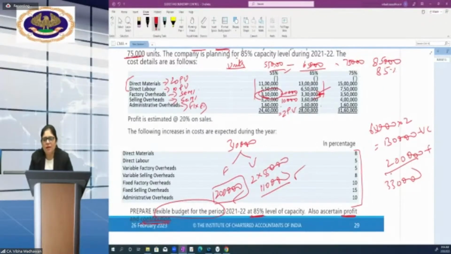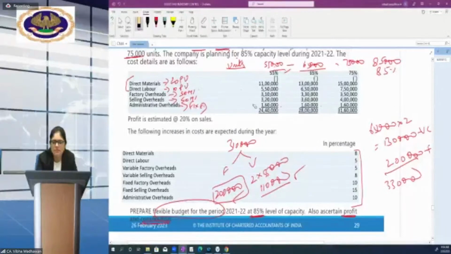Then only we have to go to the next portion of this question. First of all, it should be very clear how much is the fixed and how much is variable, right? So here, I'm now erasing everything from here. So it's semi. Under semi, variable is 2 per unit and fixed is, how much was fixed here? 2 lakh.